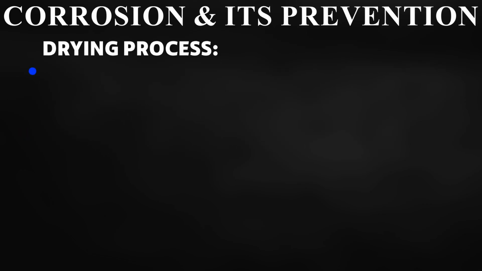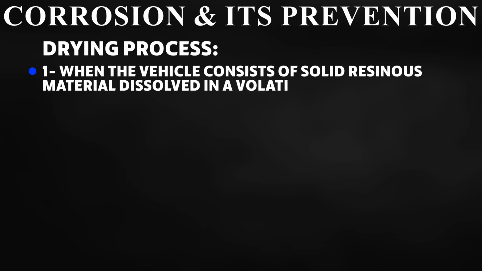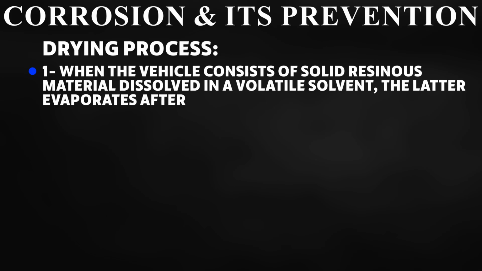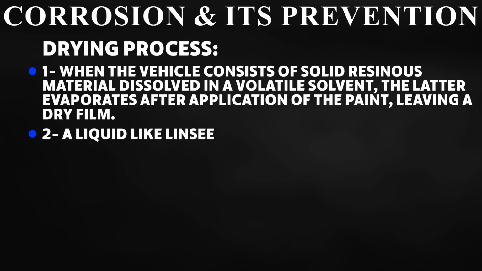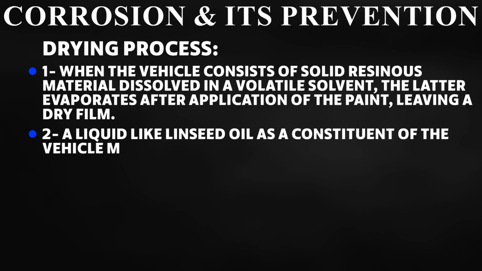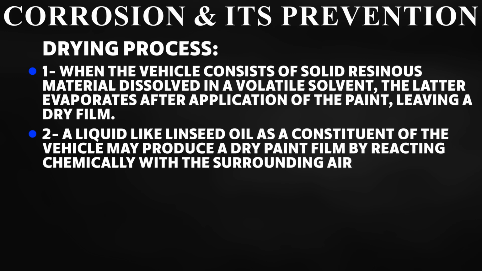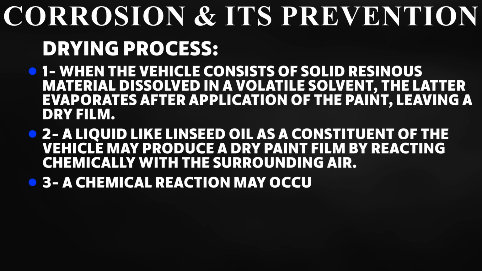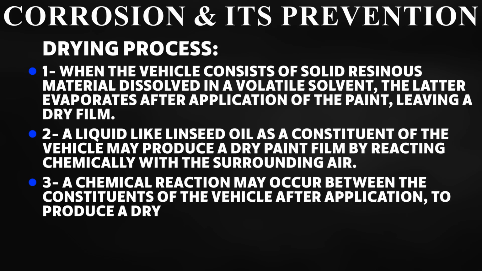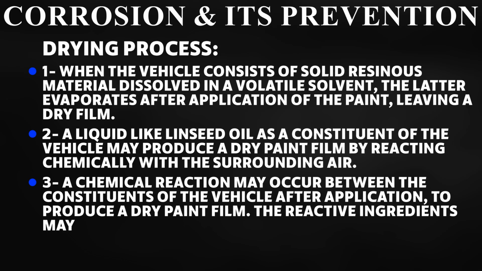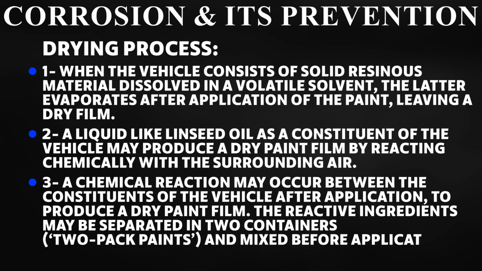Drying process. 1. When the vehicle consists of solid resinous material dissolved in a volatile solvent, the latter evaporates after application of the paint, leaving a dry film. 2. A liquid like linseed oil as a constituent of the vehicle may produce a dry paint film by reacting chemically with the surrounding air. 3. A chemical reaction may occur between the constituents of the vehicle after application to produce a dry paint film. The reactive ingredients may be separated in two containers, as two-pack paints, and mixed before application.